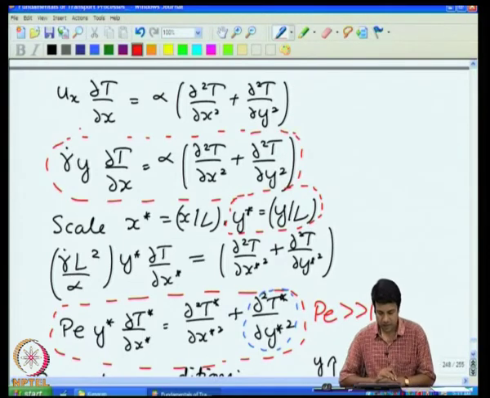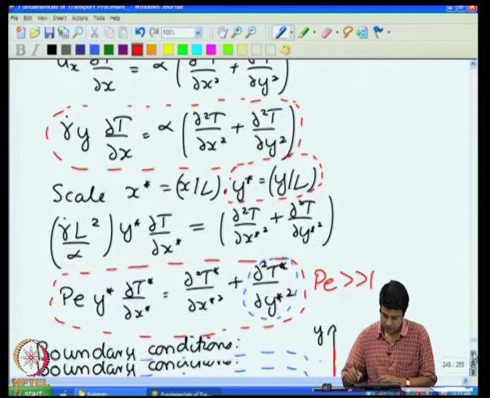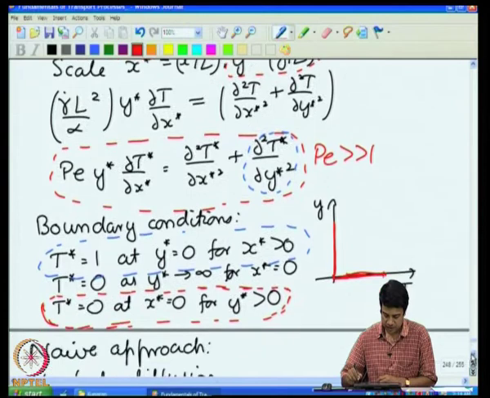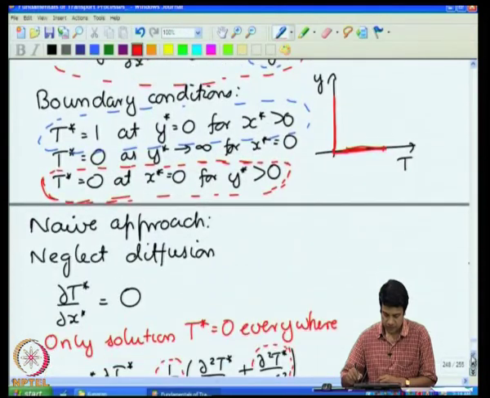And if we scale x and y by L, which is the only length scale in the problem, we get a scaled equation with a Peclet number in it, as expected. And if we just simplistically neglect diffusion, we just get that dT/dx is equal to 0. And the only solution of that is T equal to 0 everywhere within the flow.